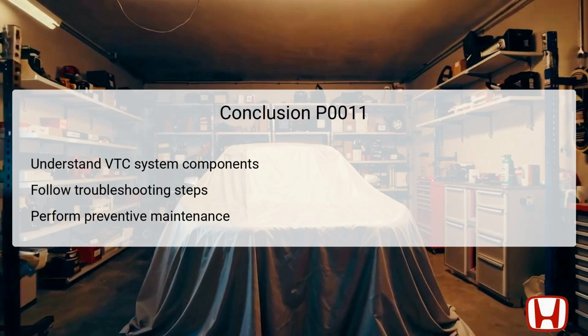in the future. In summary, DTC P0011 indicates a problem with the variable valve timing control system in the Honda CR-V. By understanding the roles of the VTC oil control solenoid and actuator, technicians can effectively troubleshoot the system. Carefully following each troubleshooting step ensures that all components are verified and functioning as intended, addressing the root cause of the DTC for a successful resolution.